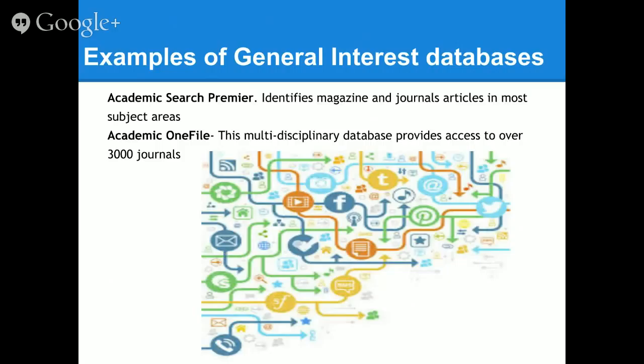And there are some examples of general interest databases. The Academic Search Premier. It identifies magazine and journal articles in most subject areas.